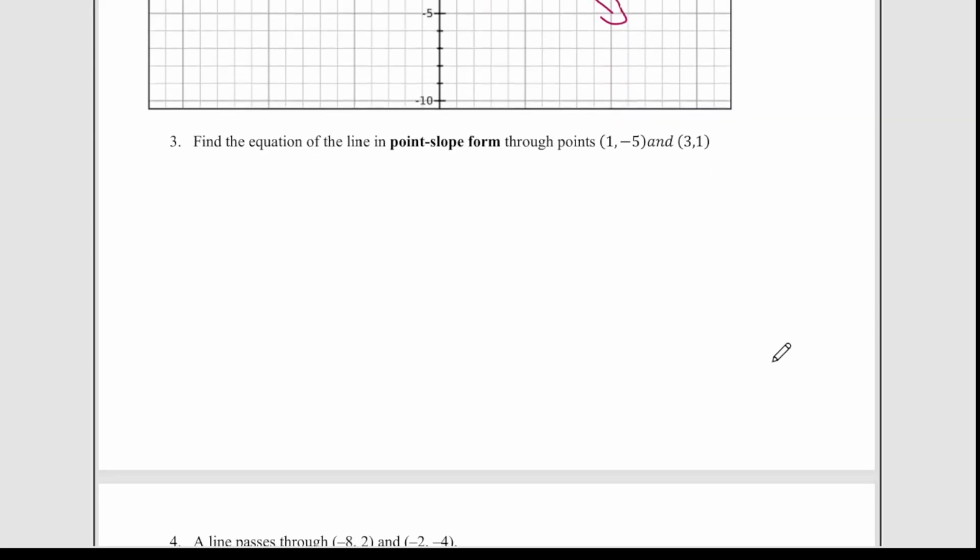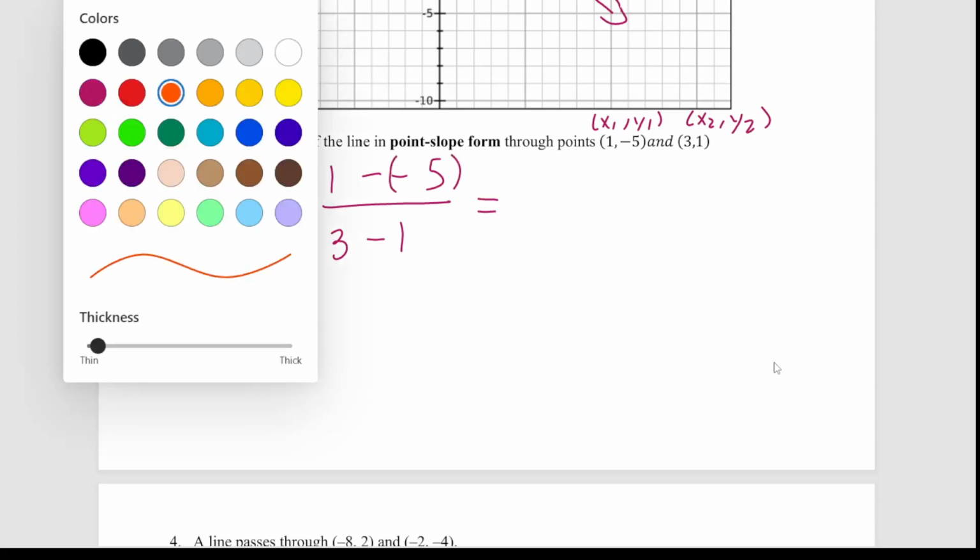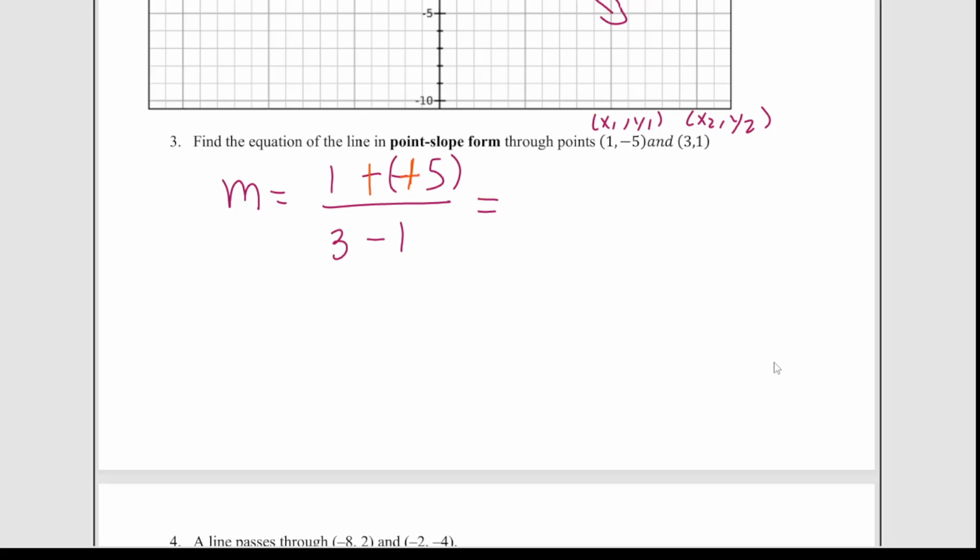Go ahead and pause your video and see if you can write this next one yourself. So if you want to find the equation of the line that goes through these 2 points, first things first, you're still going to have to actually find the slope no matter what form you write it in. So I'm going to go ahead and arbitrarily label an x1, y1, an x2, y2. So y2 is 1, y1 is negative 5, x2 is 3, x1 is 1. 1 minus negative 5, keep in mind that's the same thing as plus a positive 5.